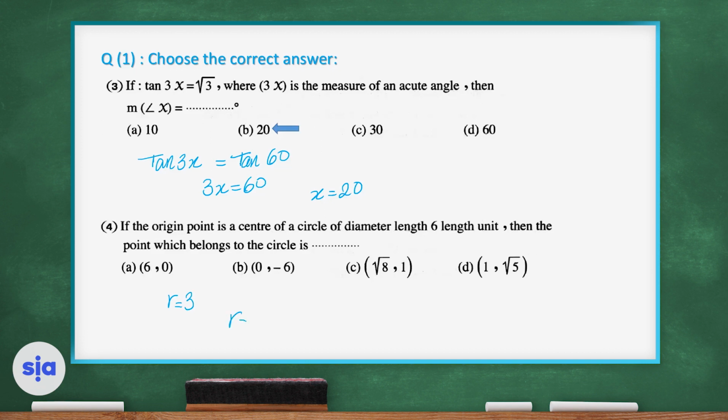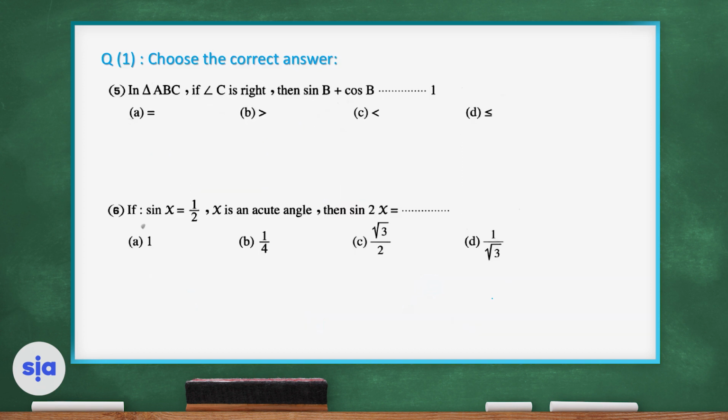Then the radius is the square root of x squared plus y squared. So you're going to check which of these points, if you take the square root of x squared plus y squared, will give you 3. If you check choice C, you will see that the square root of 8 squared plus 1 squared is equal to 3, which is the length of the radius. So in question 4, the right answer is choice C.